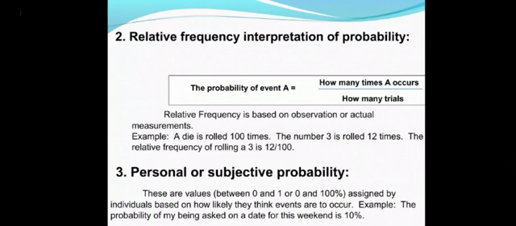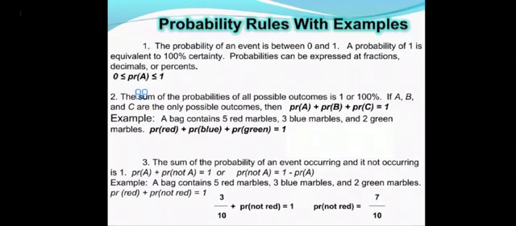The next one is personal or subjective probability. These are values between 0 and 1, or 0 and 100%, assigned by an individual based on how likely they think an event is to occur. For example, the probability of many being asked on a date this week is 10%.